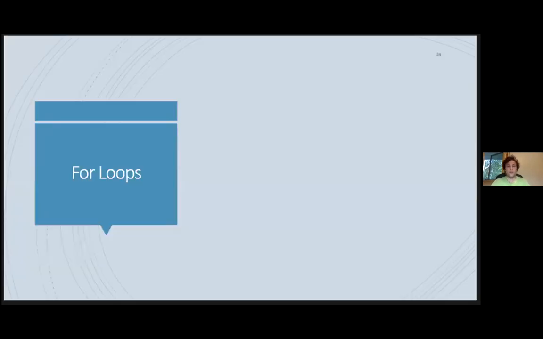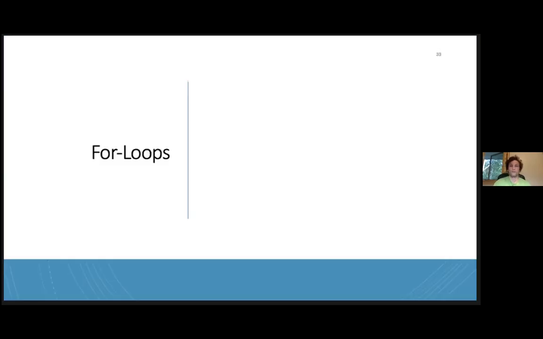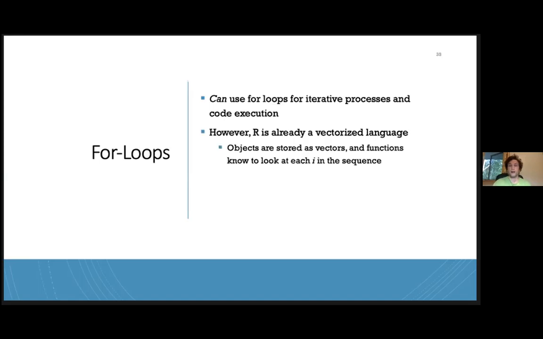So the next major topic that I want to talk about, or not talk about, is for loops. So you can use for loops for iterative processes and code execution in R. Pretty much every language has a way to write for loops. But R is already a vectorized language. So any sort of object you create is stored as a vector, and functions know to look at each i, or the ith object in your sequence automatically.